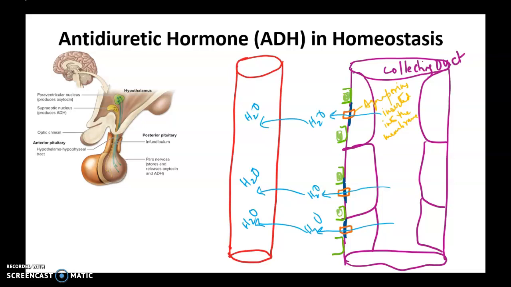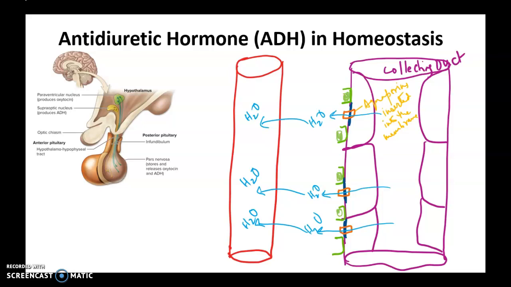So in response to dehydration or low blood volume, when there is low blood volume or when we are a little dehydrated, there are specific osmoreceptors on the hypothalamus that shrink in size. Why do they shrink? Because they lose water to the hypertonic environment. And as they shrink, that triggers the supraoptic nucleus of the hypothalamus. And as a result of that, the posterior pituitary releases antidiuretic hormone into the bloodstream.